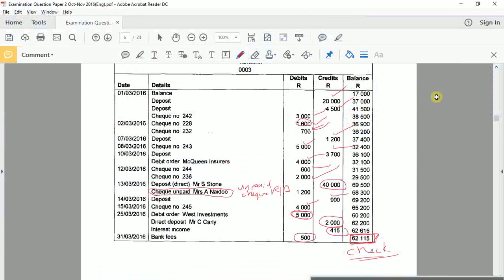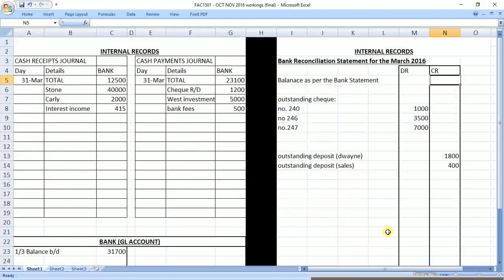62,115. Positive or negative? It's a positive. Good. Let's check. Bank fees went down. Yes, it is positive. You're right. Okay, 62,115. Is that it? Yes. Okay. Now you've completed the question.